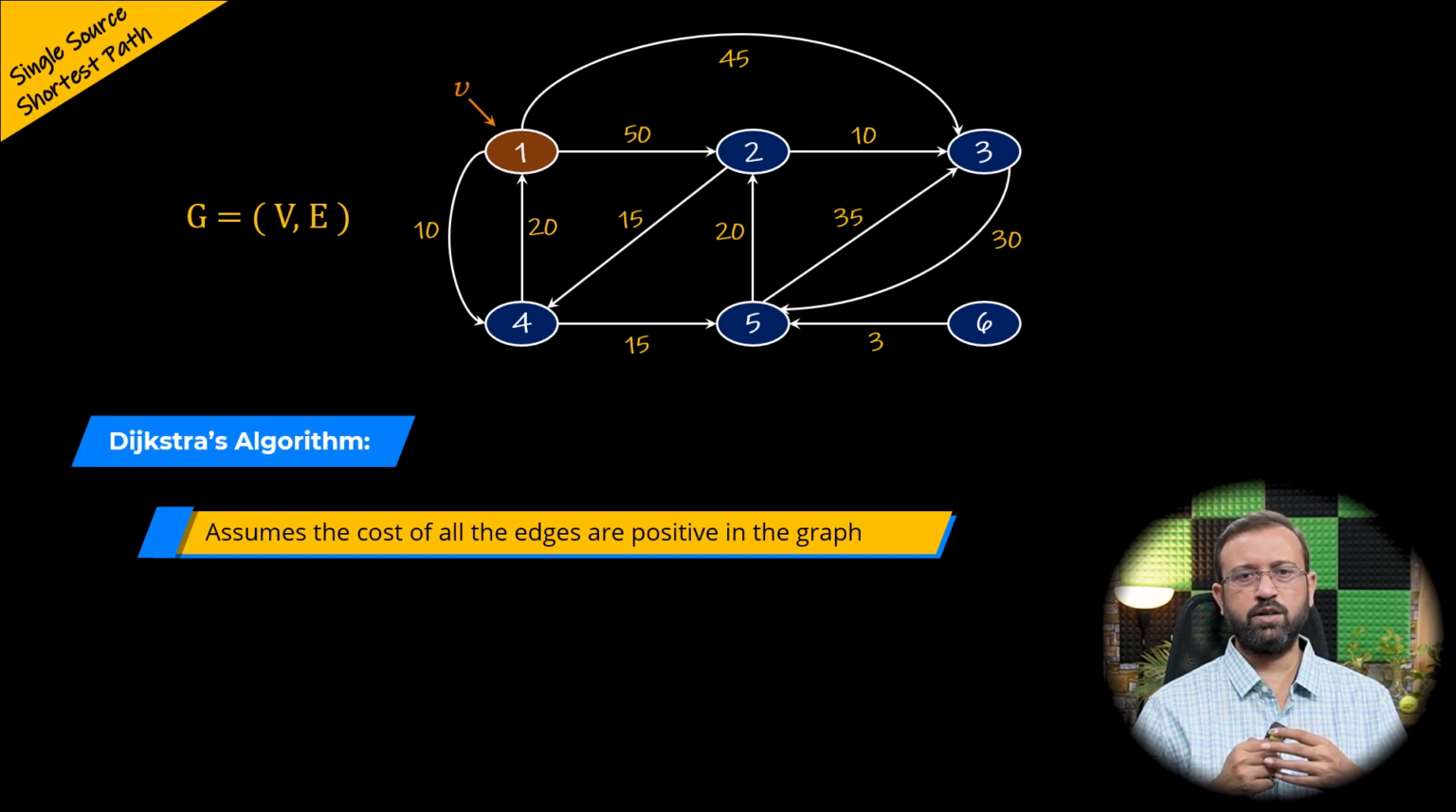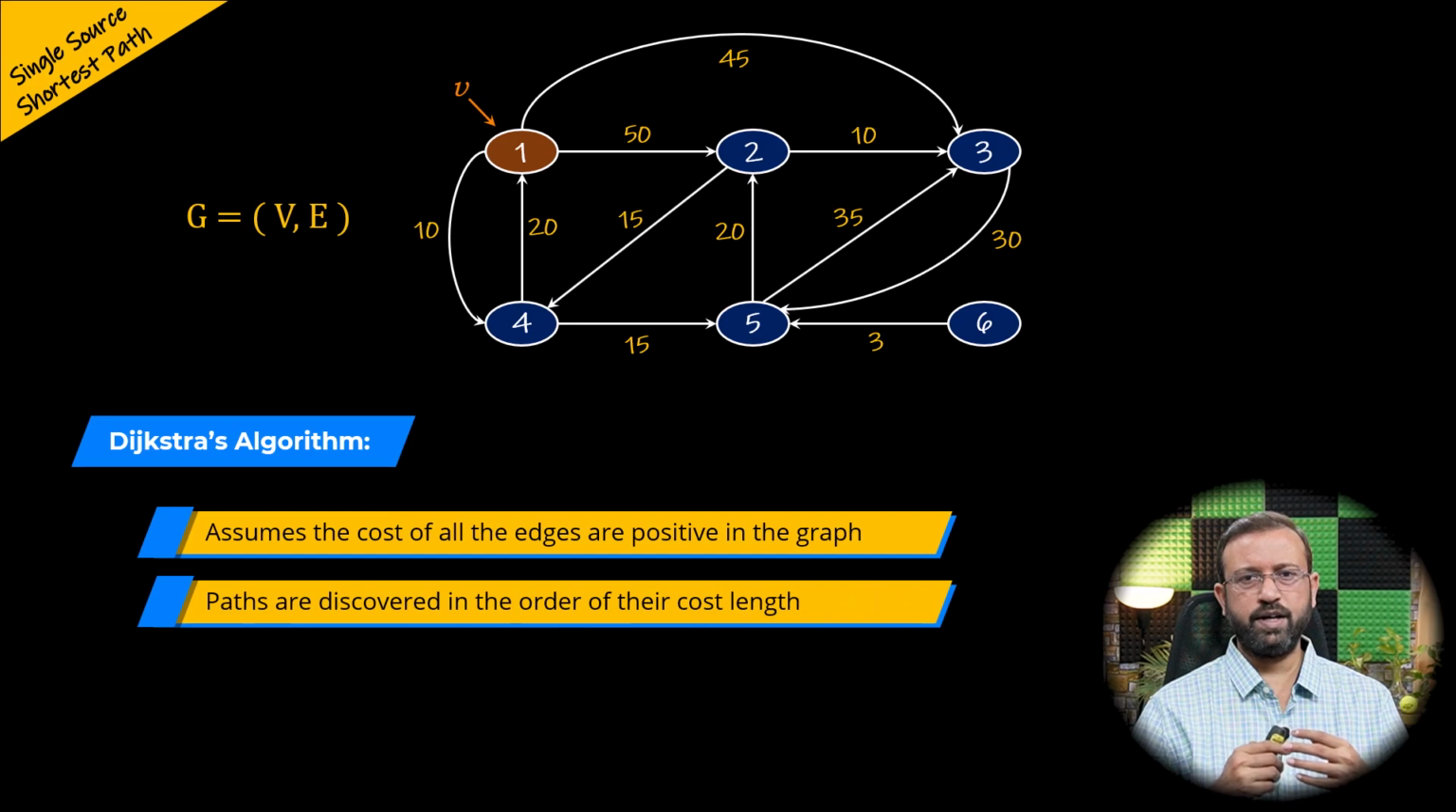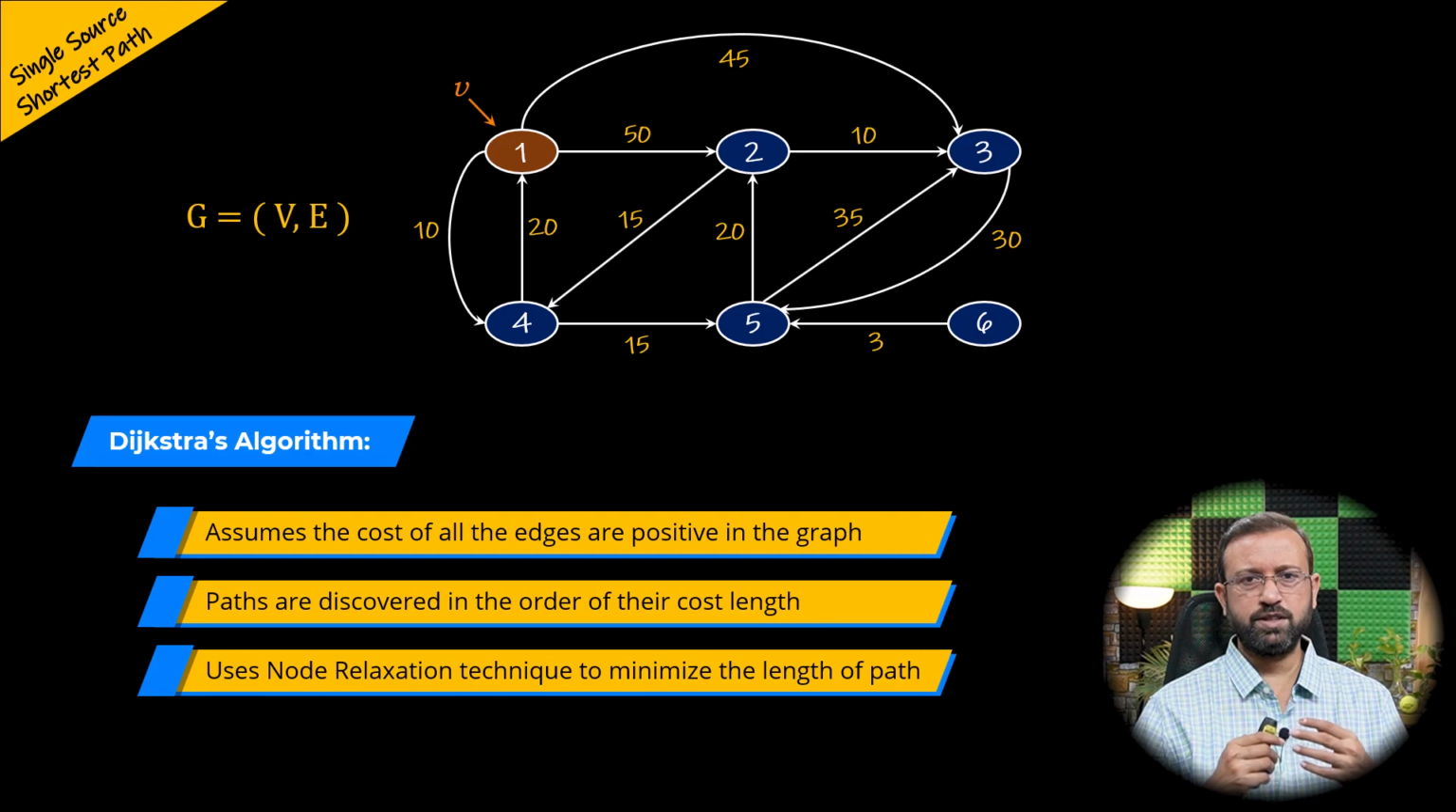Dijkstra's algorithm finds the shortest path from the source vertex V to all the other vertices one by one. The essential feature of Dijkstra's algorithm is the order in which the paths are determined. The paths are discovered in the order of their weighted length, starting from the shortest and proceeding to the longest, to find the path of minimum length. This is done using the node relaxation technique. Let us look at how the minimum length paths are determined using the node relaxation technique.